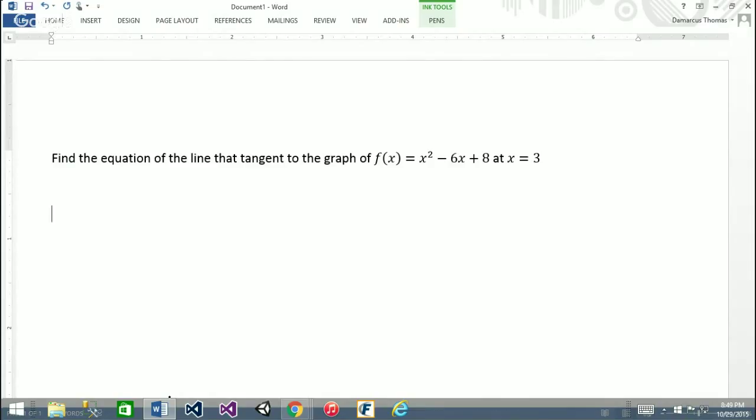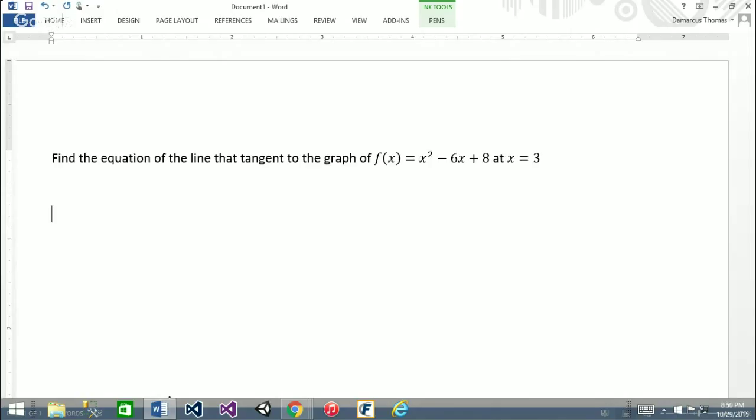This is just a problem that we've been working on, and it's kind of to review the concept on finding the equation of a line, first the slope and then the equation of the line that's tangent to the graph, using the rules for the derivatives of a function. So let's get started. This question says find the equation of the line that's tangent to the graph of f of x equals x squared minus 6x plus 8 at x equals 3.